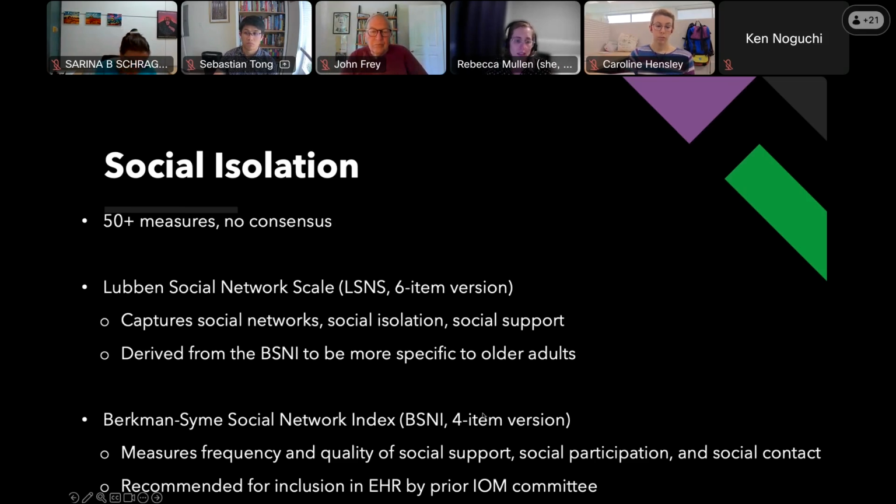The Lubben Social Network Scale has a shortened 6-item version and captures social network, social isolation, and social support. It was derived from the Berkman-Syme Social Network Scale, but it is more specific to older adults. And then the Berkman-Syme Social Network Index has a 4-item version that measures frequency and quality of social support, social participation, and social contact. And in 2014, an Institute of Medicine committee released a report that said we need to start capturing measures of social relationships in our EHR. It recommended this measurement tool all the way back in 2014. And so people have been talking about incorporating this in primary care, or in healthcare, I should say, for a long time. Next slide.